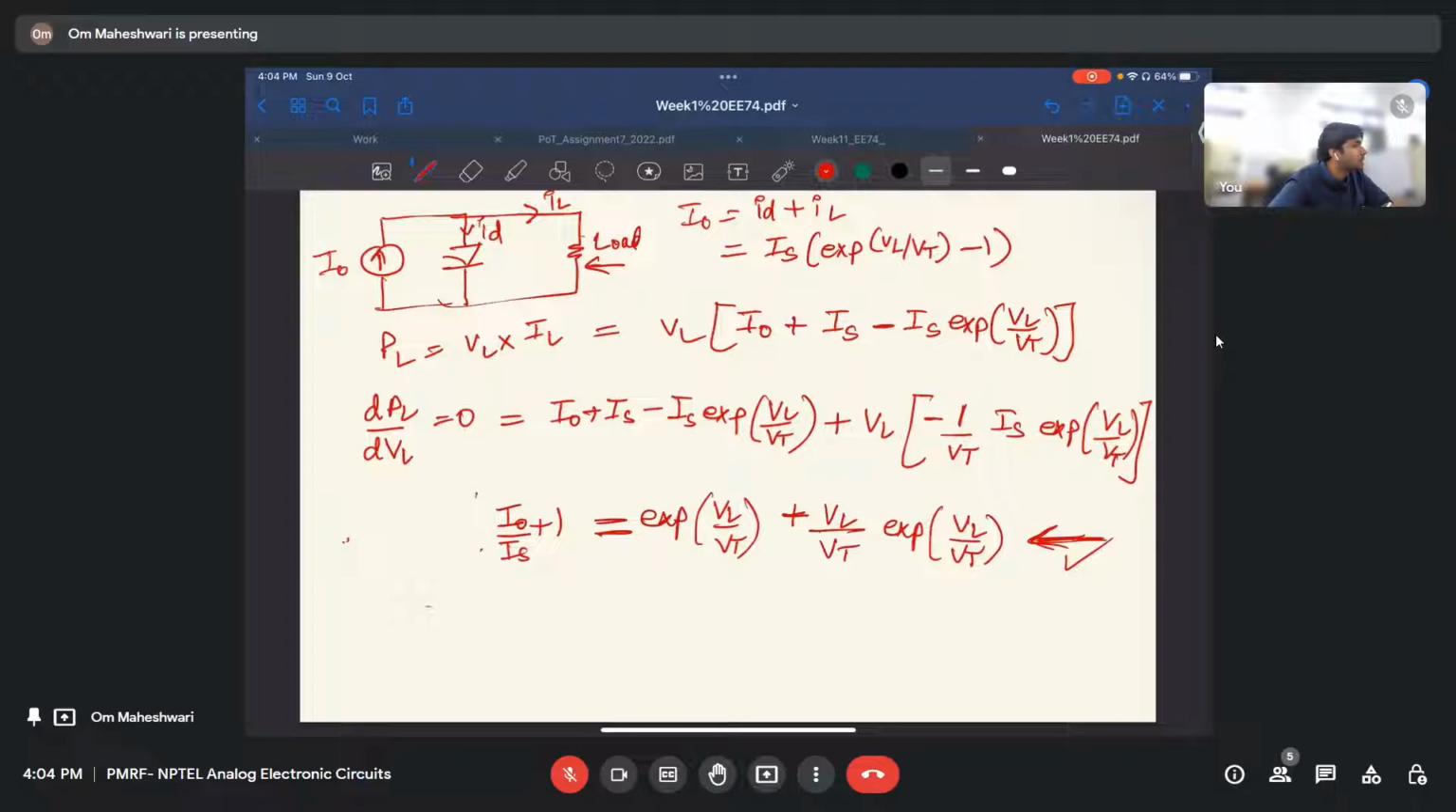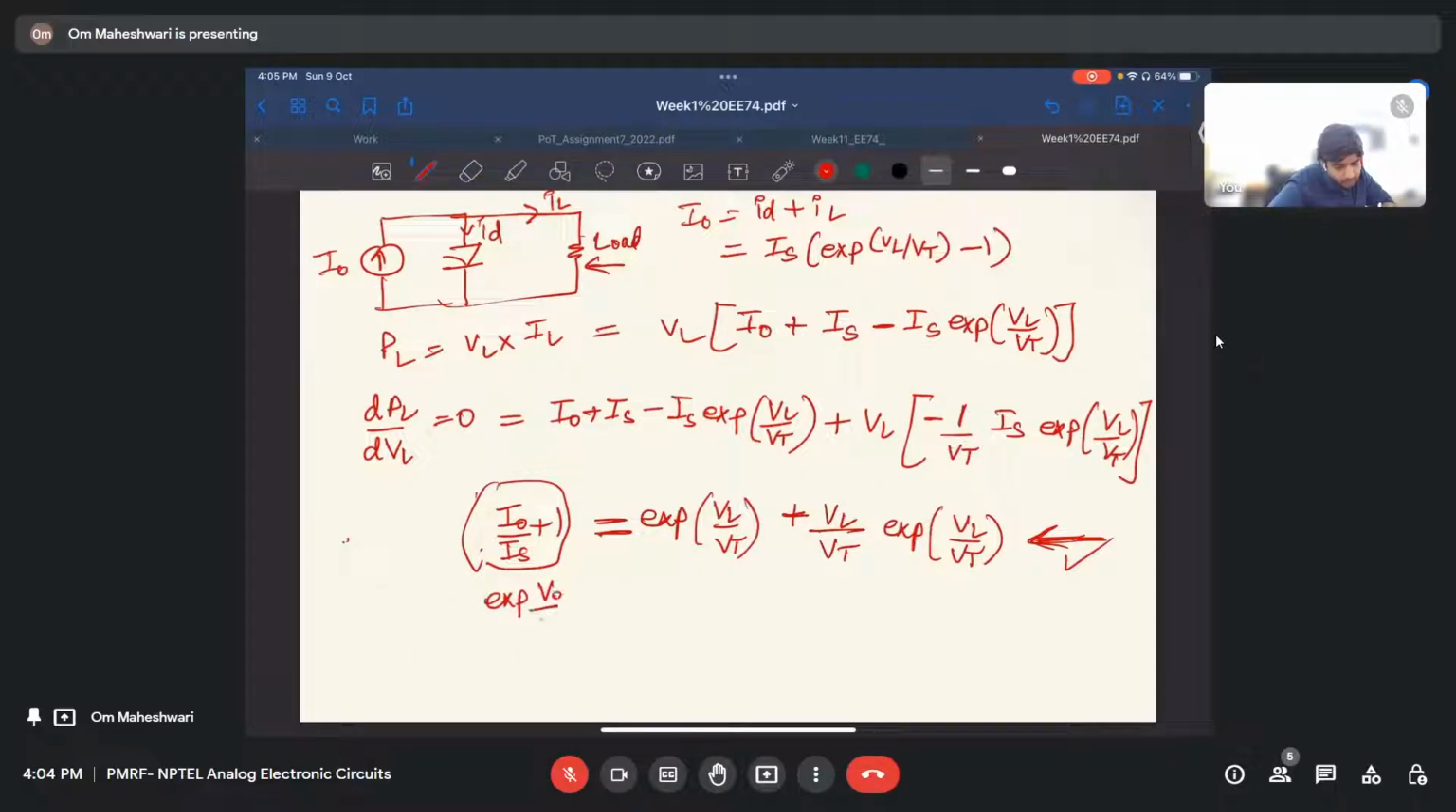Okay. So this is given, I think, in the first line. I0/IS = exp(V0/VT) − 1. So I0/IS + 1 = exp(V0/VT). So it is replaced here by that.